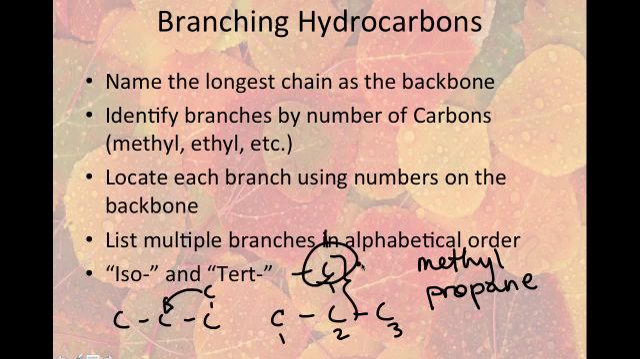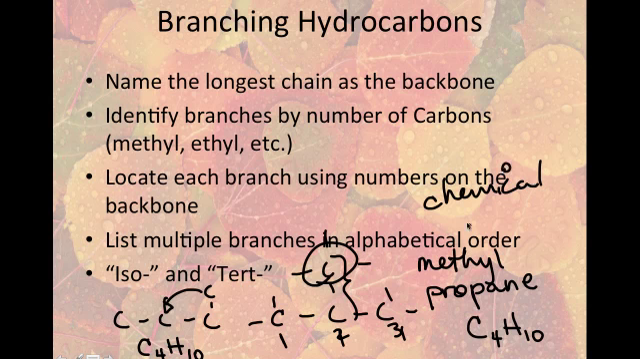Then I need to fill in my hydrogens so that everybody's got 4 bonds. All right, so methyl propane is going to have 1, 2, 3, 4, 5, 6, 7, 8, 9, 10 hydrogens: C4H10, which is the same formula as butane. But because the carbon is in a different place, it has a different name, and it also has different chemical properties and different physical properties. Different boiling point, different melting point, but it's the same exact molar mass.